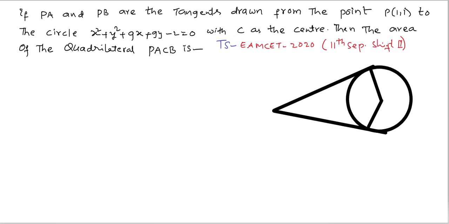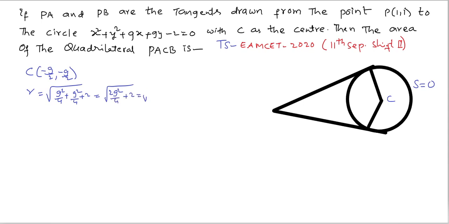Here it is given, let S is equal to 0 be the circle. Center of this circle is C, that is, center is (minus g by 2, minus g by 2). The radius of this circle R is equal to the root of g square by 4 plus g square by 4 plus 2, equal to root of 2g square by 4 plus 2, equal to under root of g square by 2 plus 2. This is the radius of the circle.